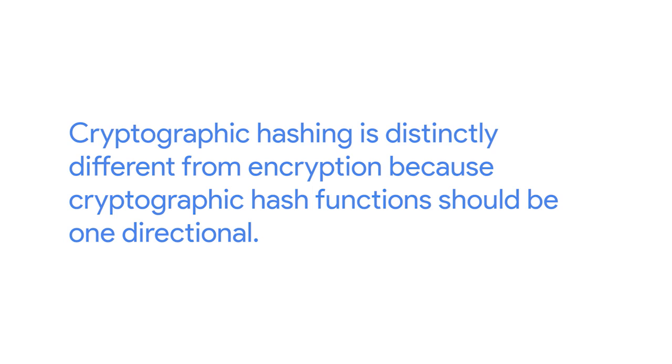Cryptographic hashing is distinctly different from encryption because cryptographic hash functions should be one-directional. They're similar in that you can input plain text into the hash function and get output that's unintelligible, but you can't take the hash output and recover the plain text.